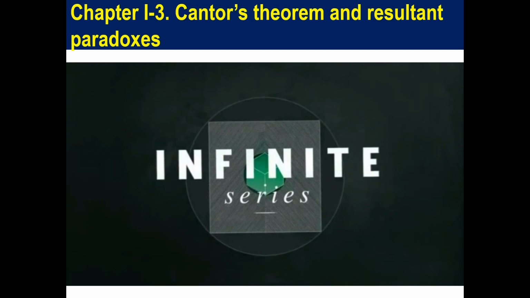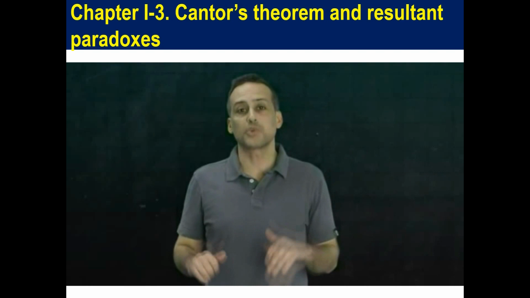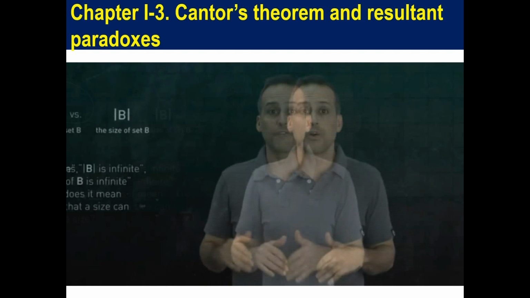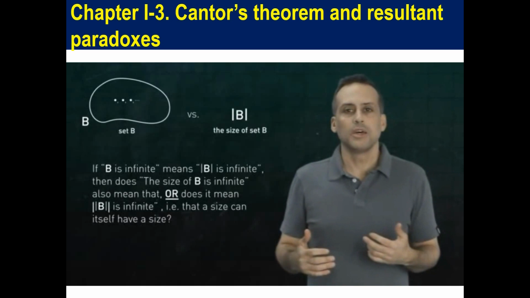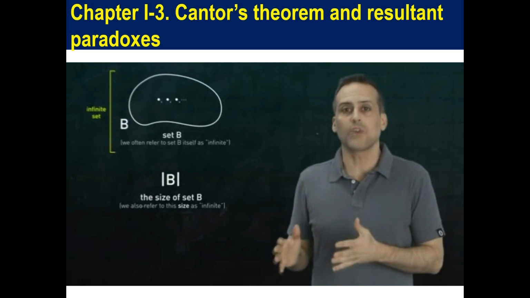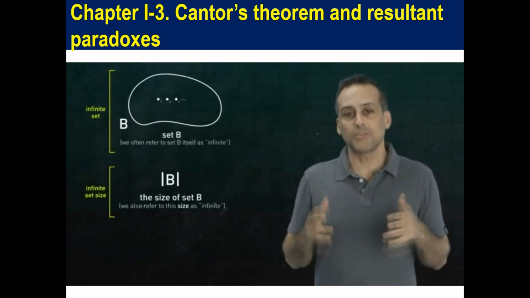Talking about the sizes of infinite things is tricky, in part because the word infinite is often used in two distinct ways, to refer on the one hand to the sets themselves, but also to refer to the sizes of those sets. Now, in what follows, let's try to keep as sharp a distinction as we can between infinite sets on the one hand and infinite set sizes on the other, because doing so will let me highlight an especially paradoxical feature about infinite sizing that I don't think gets enough coverage.